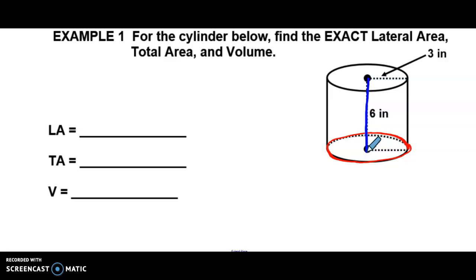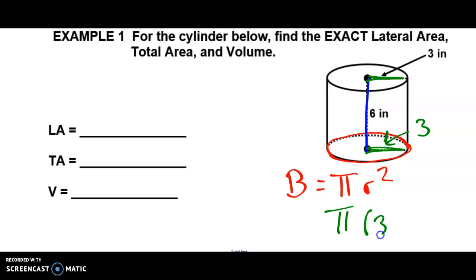They told us that the height is 6. So first we want to find the area of the base. So we need to find our base. For area of a circle, it is pi r squared. So my radius will be the same as the radius for the top circle. So this radius right here is also 3. So we're going to do pi times 3 squared. 3 squared is 3 times 3, which gives us 9 pi.